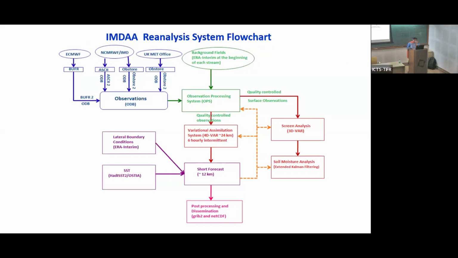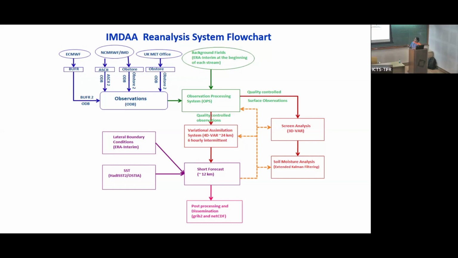If you see the reanalysis system flow chart, this is the full complete flow chart of the reanalysis. We got all the observations. Again, the observations we received are in different formats, not a uniform format. So first we have to convert all the observations into the required format. For ECMWF, most of the observations are in BUFR format, and for NCMRWF and IMD, some observations are in ASCII, then some in BUFR, and OBSTORE is the observation storage. That is a type of format for the Unified Model system.